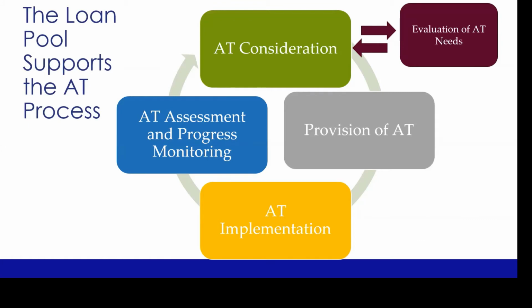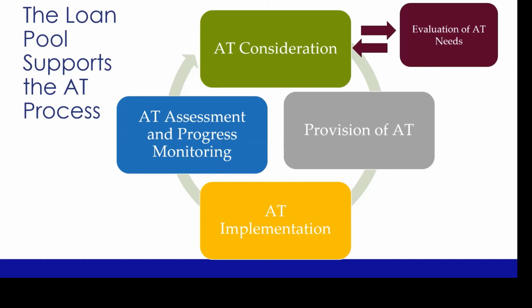An AT process is critical to the success of creating a good match between a student's needs and potential AT, as well as the overall effectiveness of the AT when it is being used by the student. In order to find and implement assistive technology use for a student, there is a process that should be followed. A solid assistive technology process includes assistive technology consideration, provision, implementation, and assessment and progress monitoring.